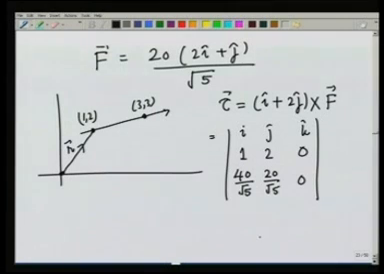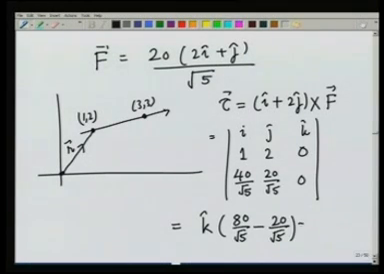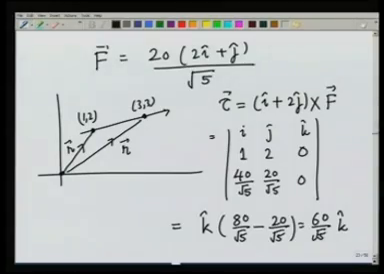This gives i component 0, j component 0, and the k component is going to be 80 over root 5 minus 20 over root 5, which is 60 over root 5 k. That is the torque. What will the torque be if I take r instead to be the vector from the origin 0 to 3, 3? Let us calculate that.